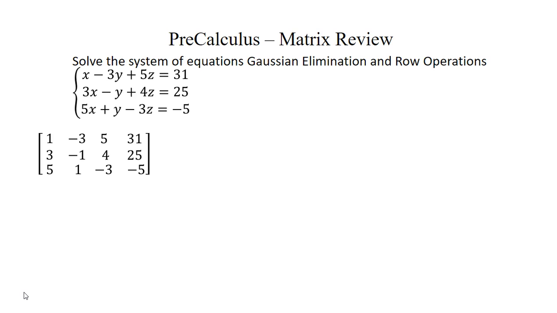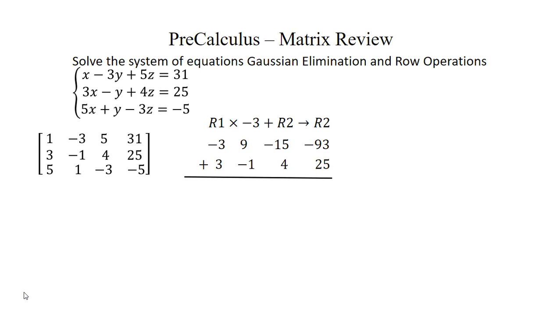So we're going to try to eliminate the 3 in the first column and second row. So I'm going to take row 1 and multiply it by -3 and add it to row 2. And I'm going to put the answer back into row 2 because that's the row I'm trying to make a change in. So by multiplying the first row by -3, I got -3, +9, -15, and -93, and we're going to add that to row 2. And that eliminates the x coefficient in row 2.